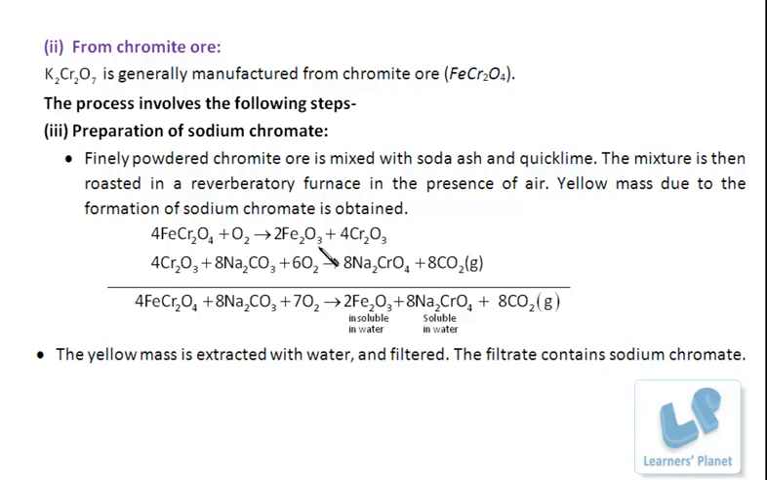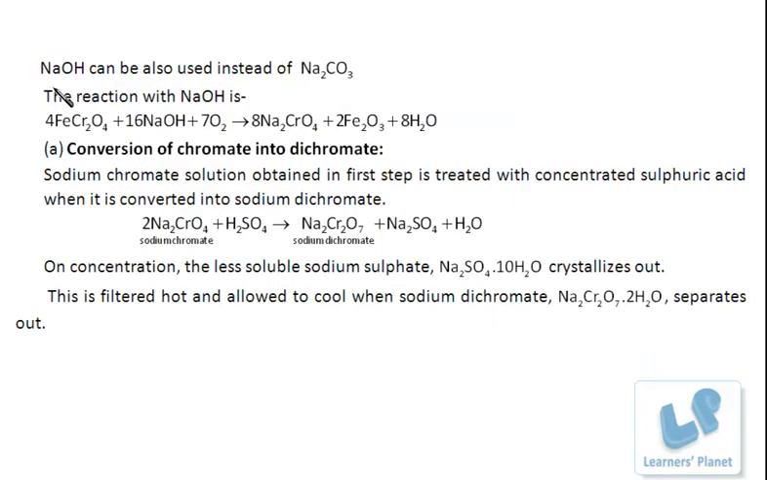Now let's see how sodium chromate is converted into potassium dichromate. These reactions are very important, students. Learn these reactions by heart. There sodium carbonate was used. Sodium hydroxide can also be used. Chromite ore, when heated with sodium hydroxide in a reverberatory furnace, forms sodium chromate and ferric oxide.